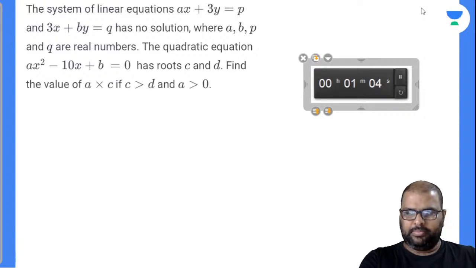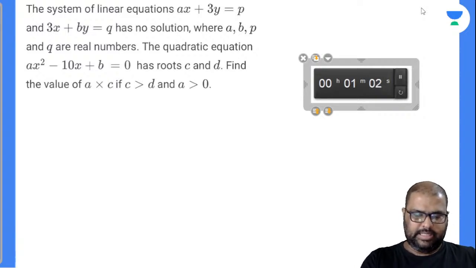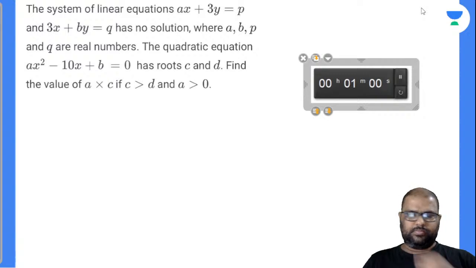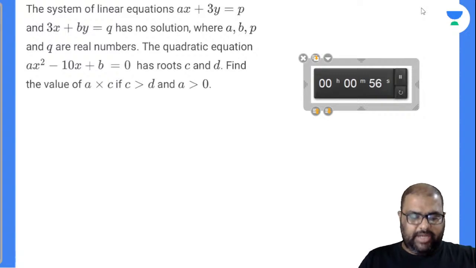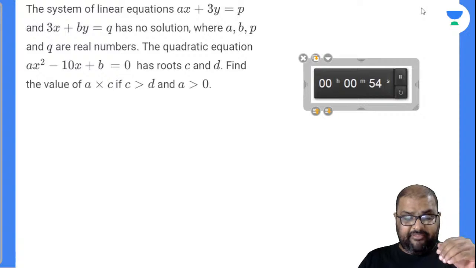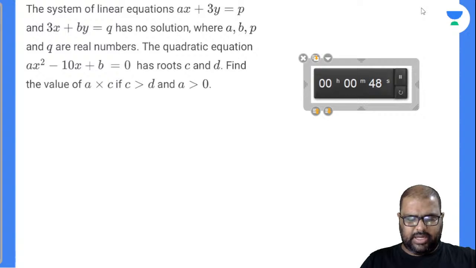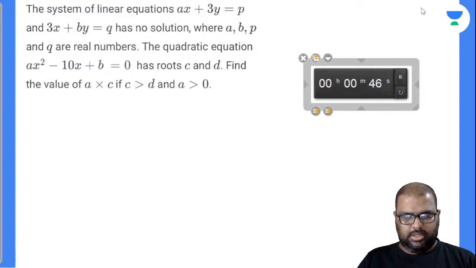One minute more. It's an easy question. First of all, for a system of linear equations that must not have any solution, what must be the format there? If you can find that, automatically your answer is done.